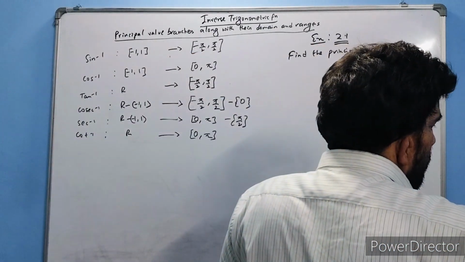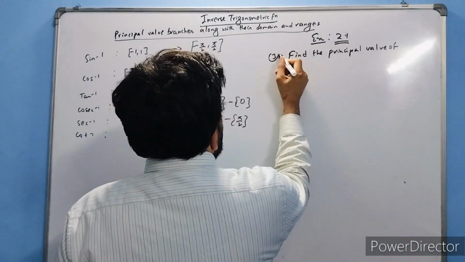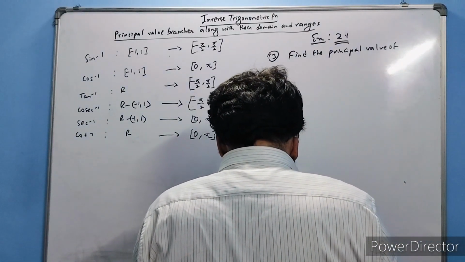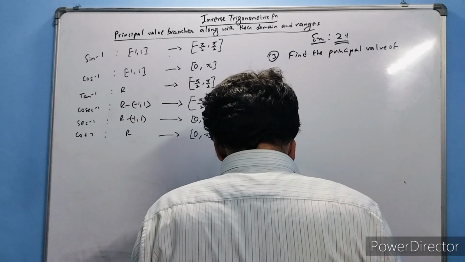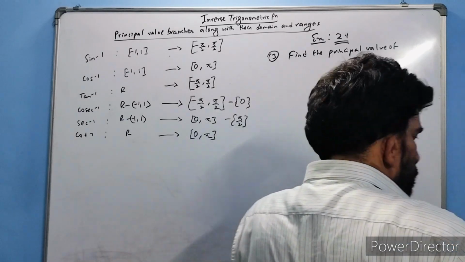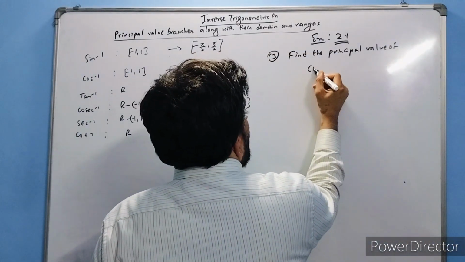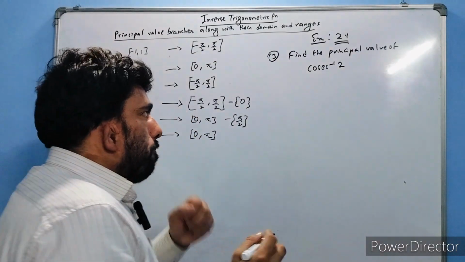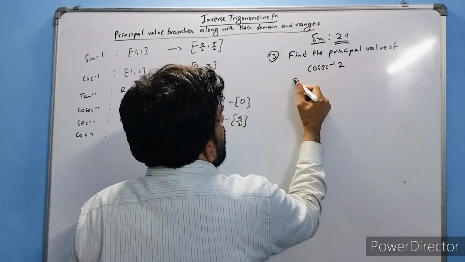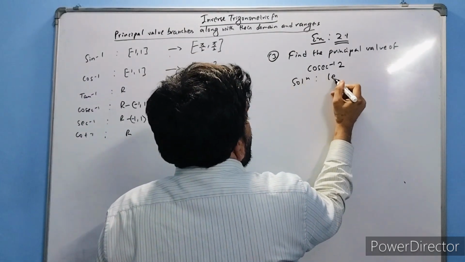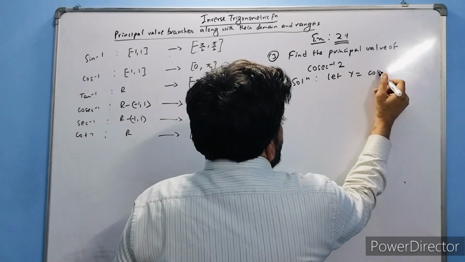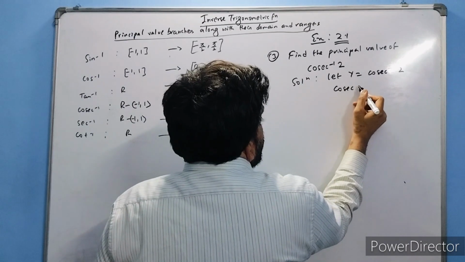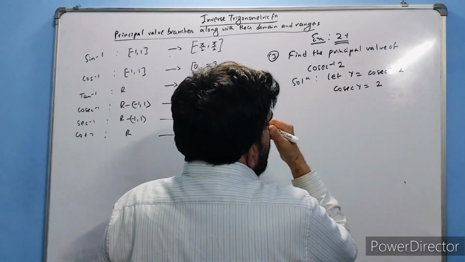Now the third question is we need to find the principal value of cosec inverse 2. Find the value of cosec inverse 2. What we can do, in a very simple way, let y is equal to cosec inverse 2. So cosec y is equal to 2.